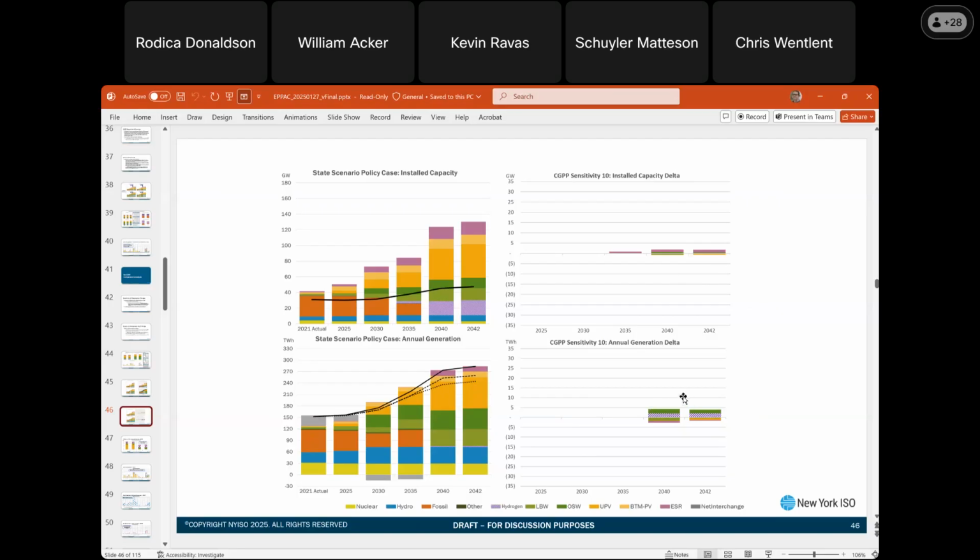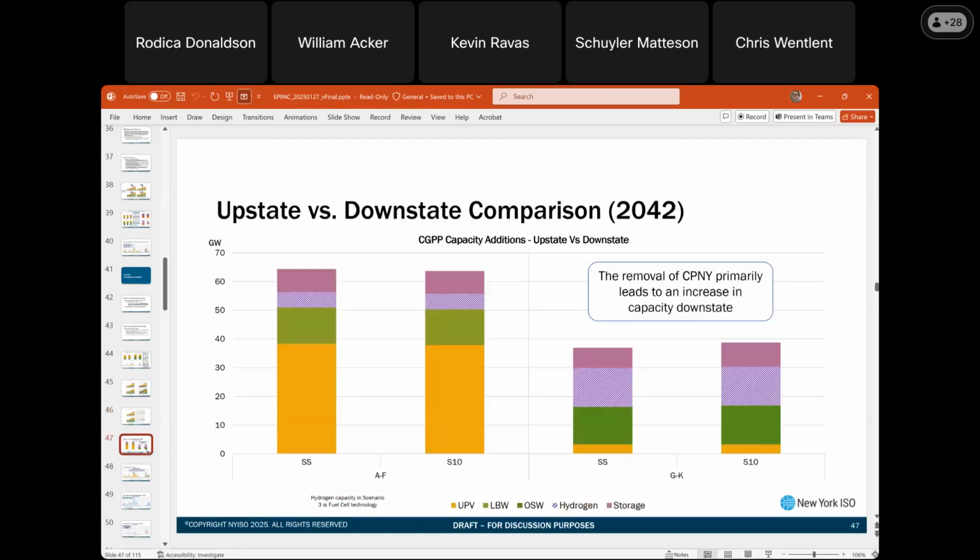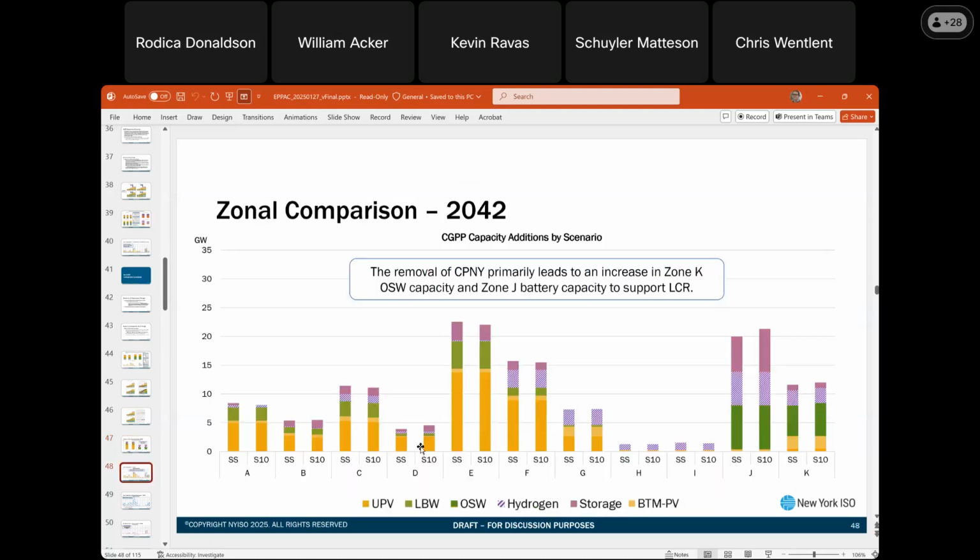So there's more offshore wind and deferred generation that's happening when we cannot flow as much energy from upstate to downstate. And then here's where we can see where that capacity is regionally. So more capacity downstate. And then finally, able to see that it's primarily leading to that increase in offshore wind in zone K, and then an increase in the batteries in zone J for the LCRs.